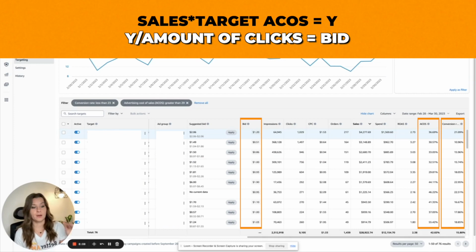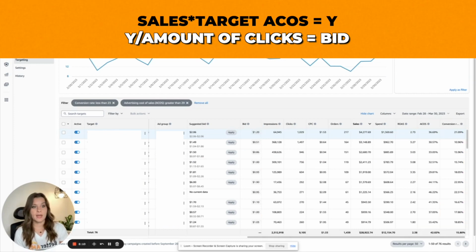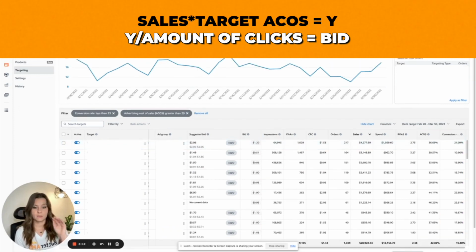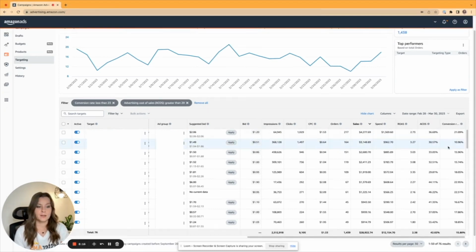And you can go through and do that with each keyword if you have the time. If not, you definitely can just kind of guess on these. If your ACoS is at 30% and your bid is 64 cents, then you can just do it a little lower, and that'll work your ACoS down. But if you want to be real precise, you can use that method.